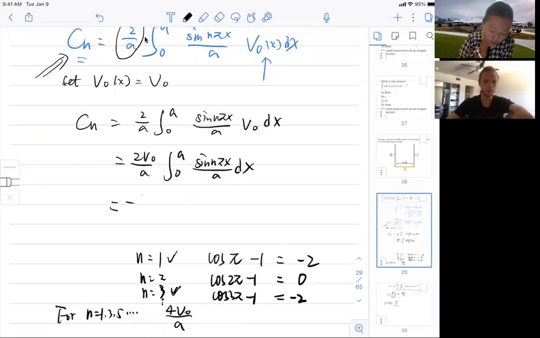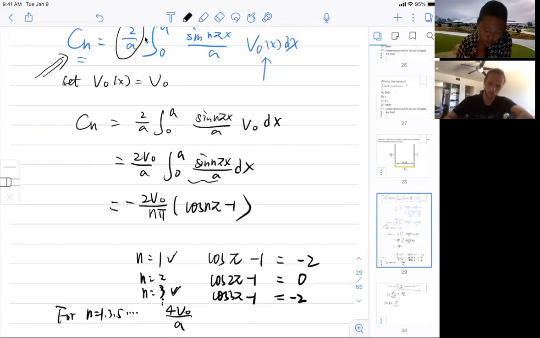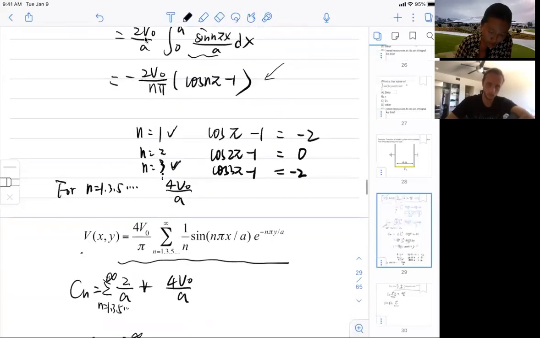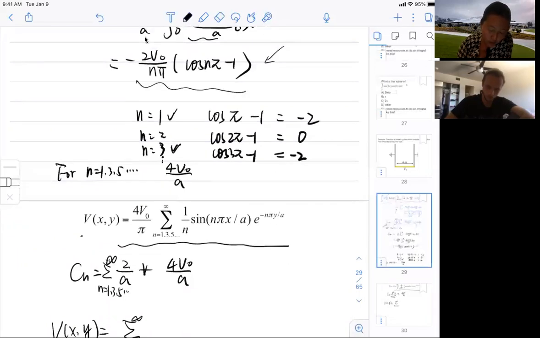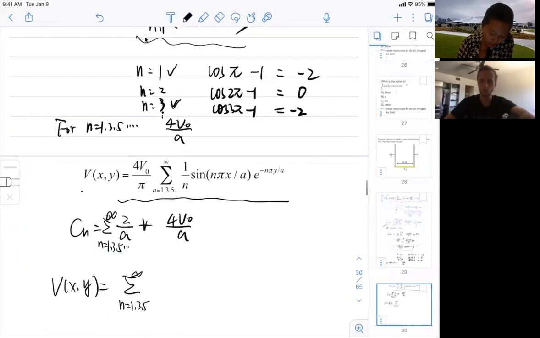It's going to be negative 2 v naught. It turned out when I do the integration, I get an a out of it. The a should already be canceled. I get an n pi here, cosine n pi minus 1. Okay, so I messed up earlier, sorry. All right, finally, pick out all the odd numbers from here, and I get 4 v naught over n pi.